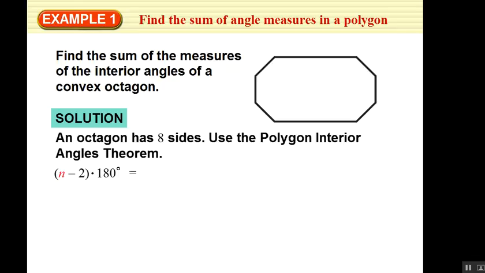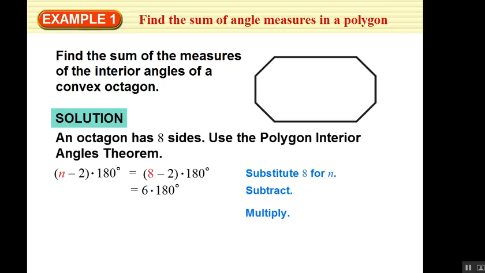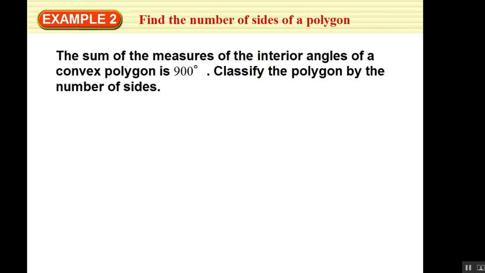So the number of sides here is 8 because it's an octagon. 8 minus 2 is 6. 6 times 180 is 1080, and that's what the measure of all the interior angles of a convex octagon is equal to. Next slide, we are going to classify the polygon.